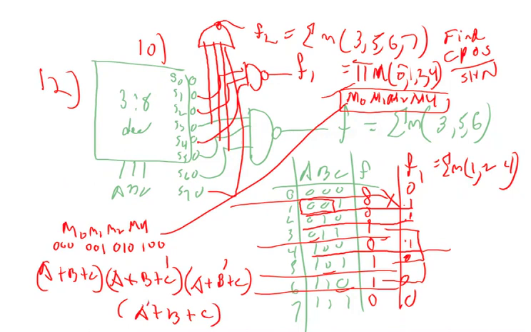So now we've got it in canonical product of sums longhand notation. And if you wanted to, could you find all of the answers to question 10? And the answer is yes, you can.